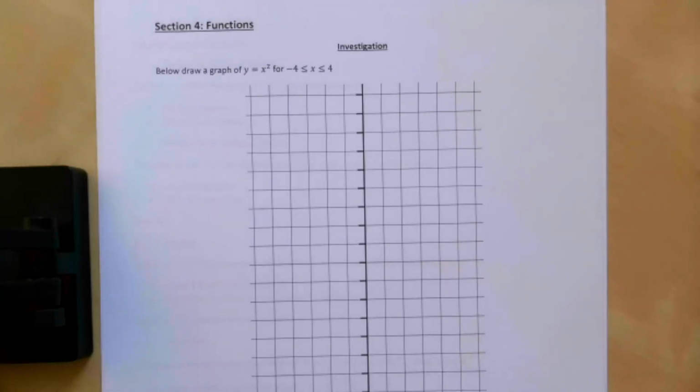This is AS Pure Notes, and we've just started Unit 4 and we're looking at functions. It says below, draw a graph for y equals x squared for minus 4 to 4. So I'm going to set this one up now.